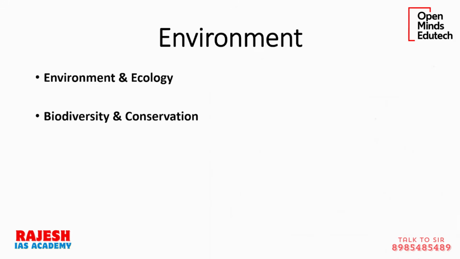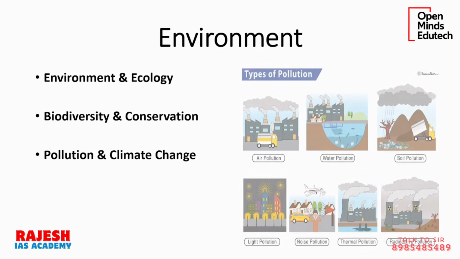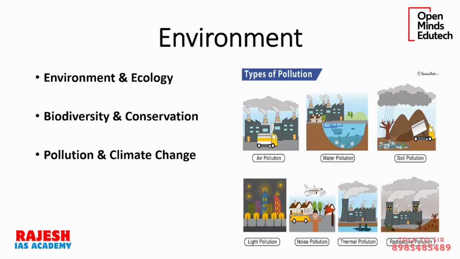Next, after environment and ecology and biodiversity and conservation, there is a topic called pollution and climate change. So this is the third section of the environment section. You can see first you are moving to basics, then to something related to life, then to human actions: how we are polluting the earth in various ways and how we are causing a fundamental change in the climate of the earth.